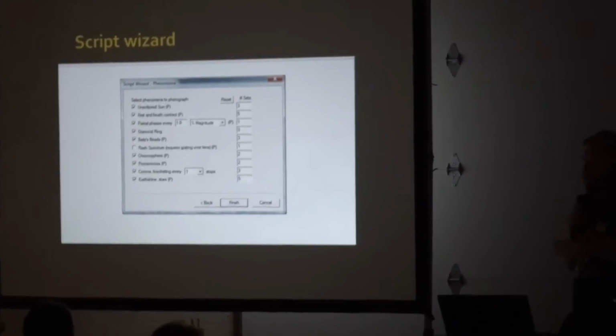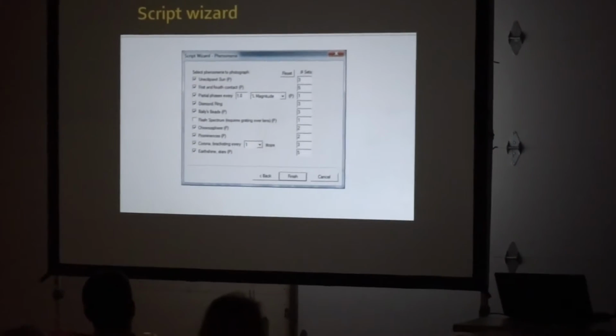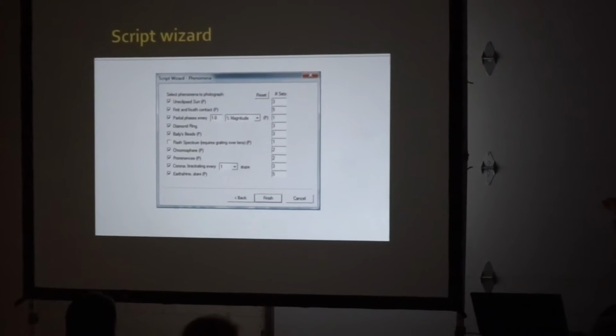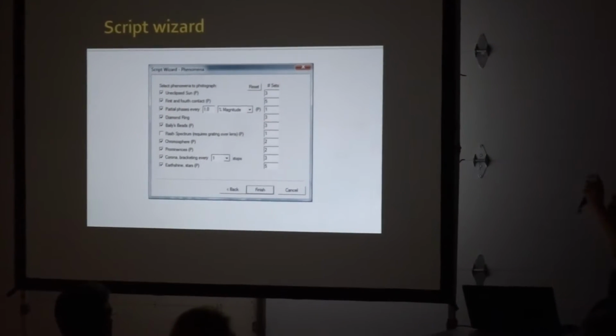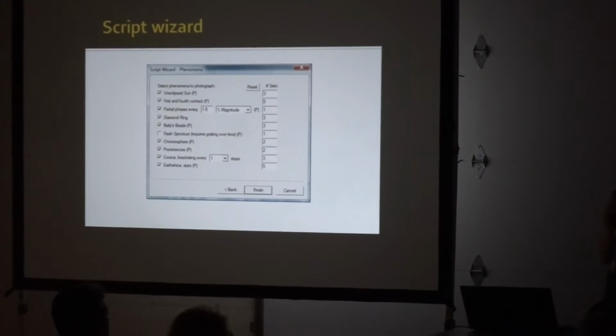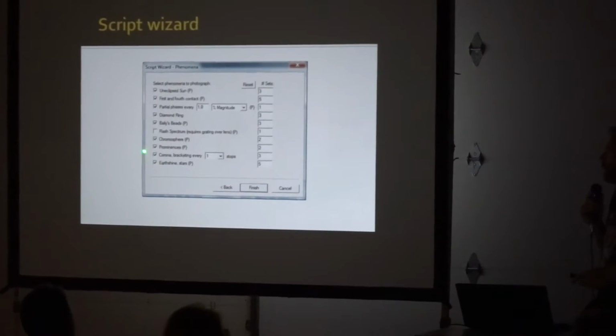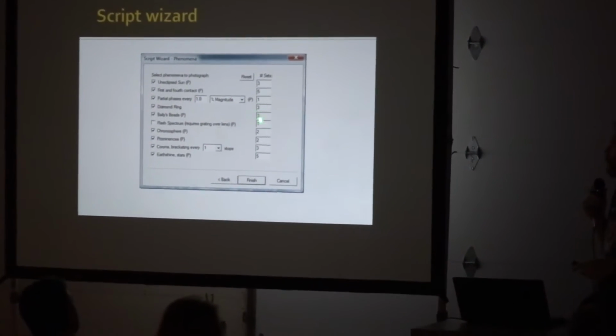So what the software has is a wizard to help you schedule these exposures. I don't assume that everybody in this room knows exactly that the chromosphere will occur from here to here, and rays from here to here. So it helps you out. You check which phenomena you want to try to photograph, how many exposure sets.